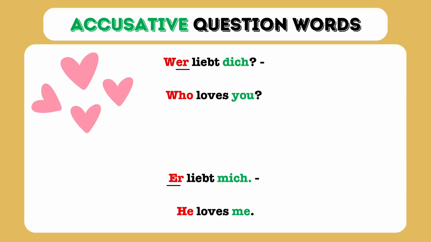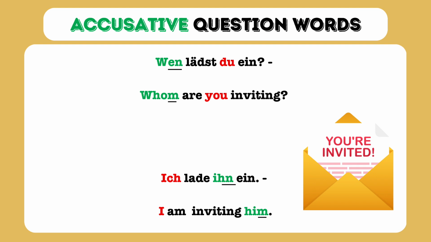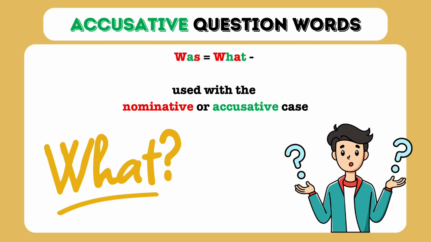So in the top one, "Wer liebt dich?", "Er liebt mich" has an R at the end of it in the same way that "wer" does. When answering the bottom ones, we have to use "ihn" instead. So, "Wen lädst du ein?" "Ich lade ihn ein." As I mentioned before, the question word "was" can either be used in the nominative case or it can be used in the accusative case. Let's take a look at some examples of both.